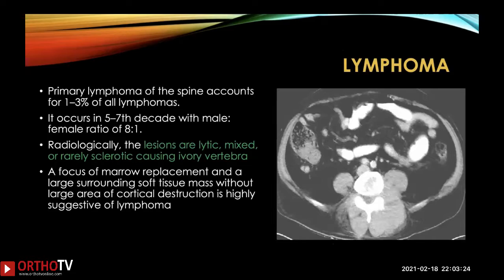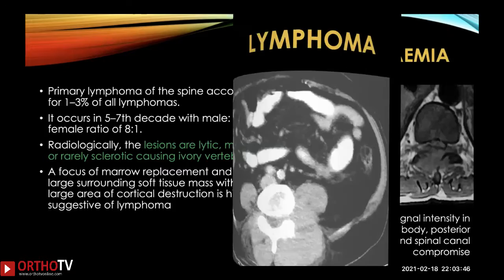Lymphomas account for about 1 to 3% of lymphomas and usually happen in the older generation. These lesions are lytic, mixed, and rarely sclerotic. So basically, you see them lytic, which is the most common. And in this MRI, you will see a focus of marrow replacement and a large surrounding soft tissue mass without a large area of cortical destruction. These are highly suggestive of lymphomas.